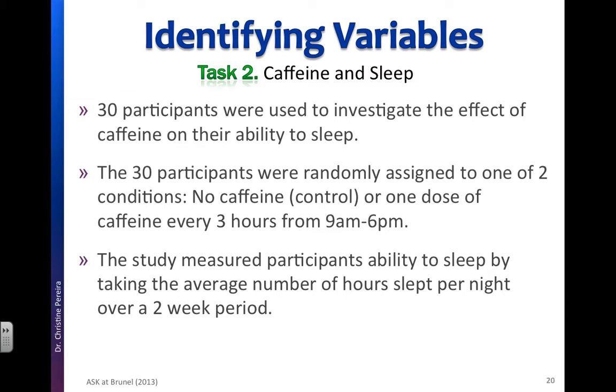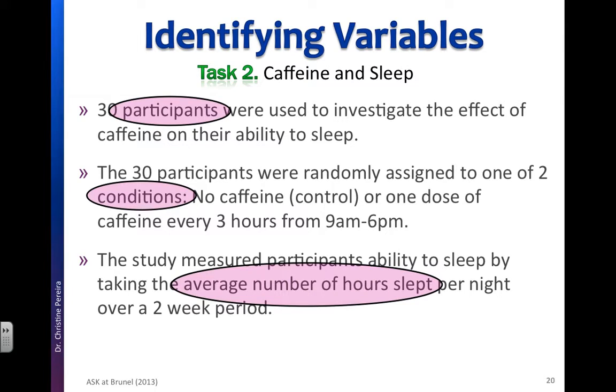Okay, did you figure them out? The first one is obviously going to be our participants, right? We have to have a participant column. My second variable is actually the condition. And for that condition, a participant is either in the control group or the caffeine group. And my final variable is the average number of hours slept.